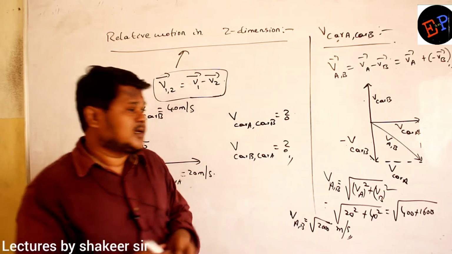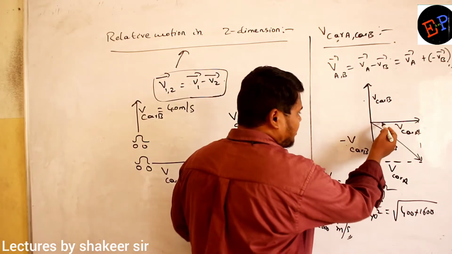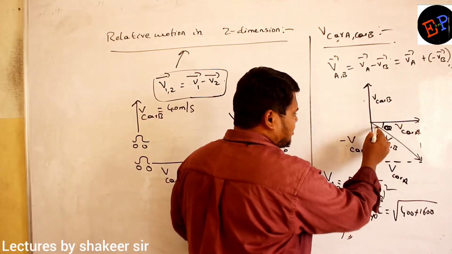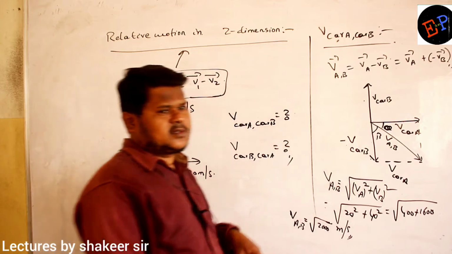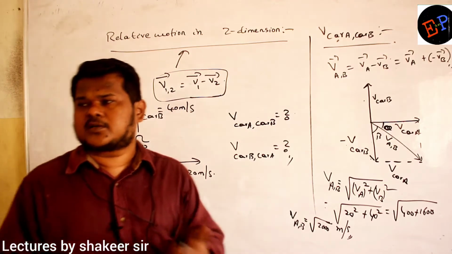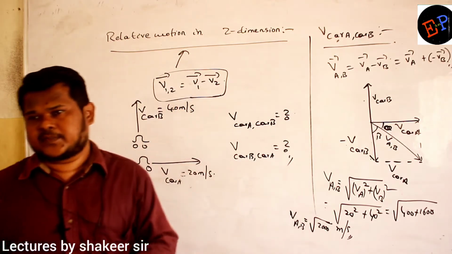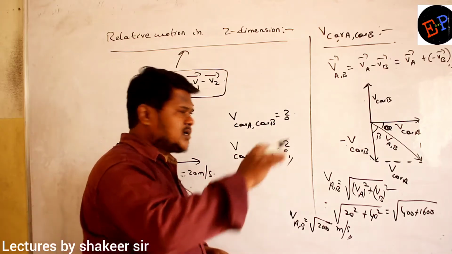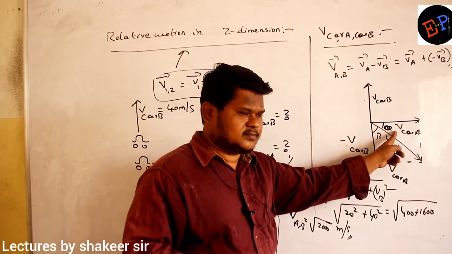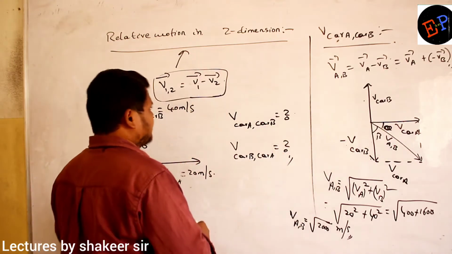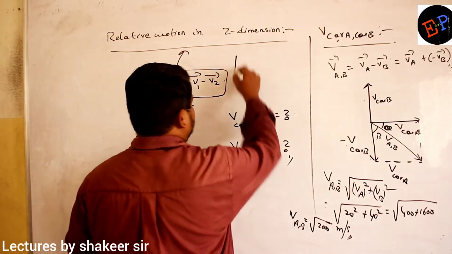At what angle? Angle also I can take, no? For example, you can take the angle with respect to horizontal also, you can take the angle with respect to vertical also, depending on the question. If he is saying angle with respect to horizontal, then you take alpha. Why don't you apply tan alpha? I will do it here.